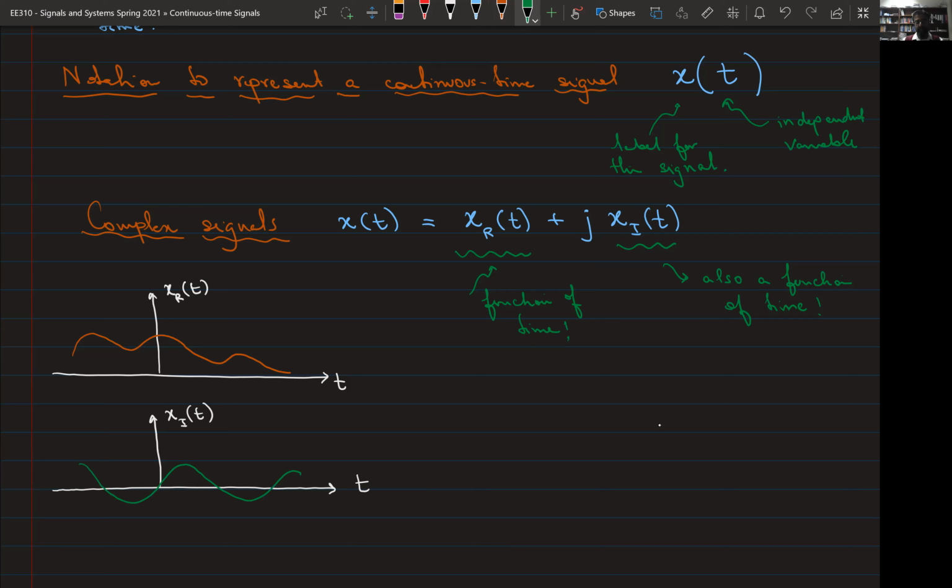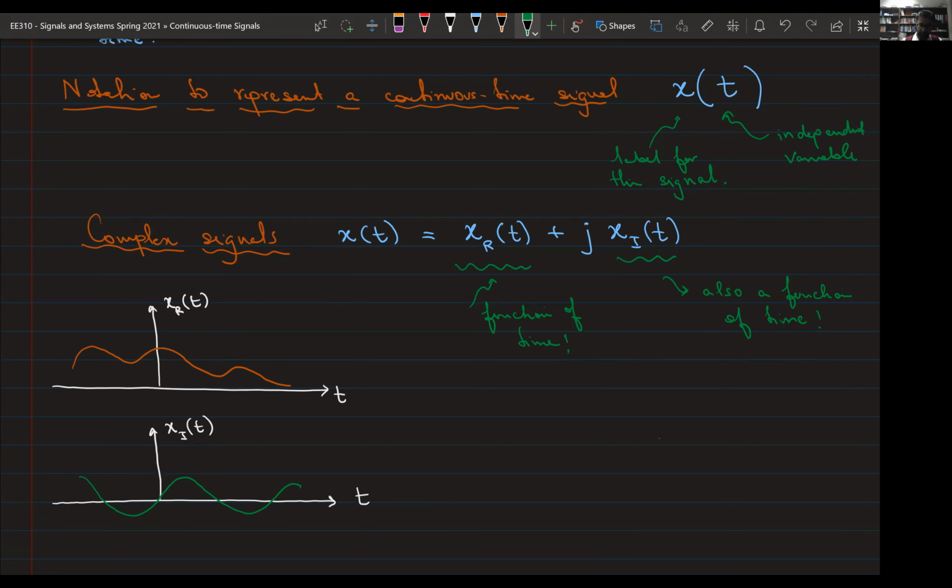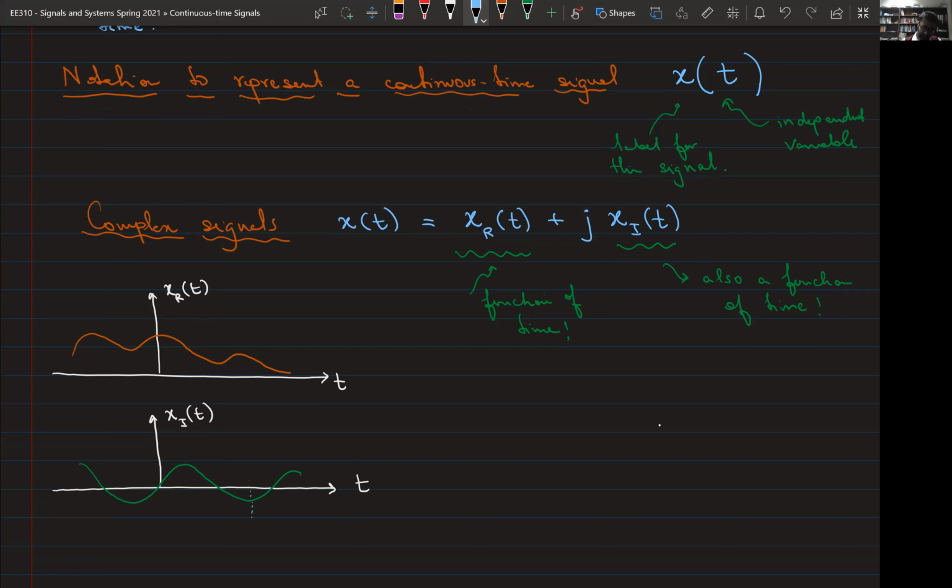Right? If I just look at this signal at any particular time, let's say this is the time that I was looking at, at this particular time, this is the real part of the complex signal, and this is the imaginary part of that complex signal. And at this particular time, I can, of course, depict this in a two-dimensional space. Because it's at a particular time t, it's nothing but a complex number.